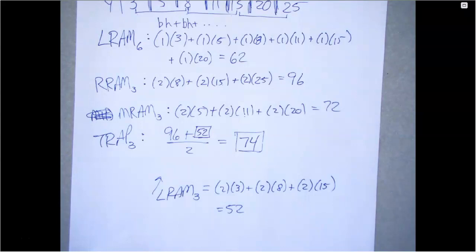Trapezoid. Stop talking. Trapezoid is the average of right and left. Depends how many rectangles. It's the average of R, M, and L. So when I ask for trapezoid 3, I want you to find the right method with 3 rectangles, the left method with 3 rectangles, and then average them together and add up and divide by 2. Is that what you're asking me? Okay. Other questions?